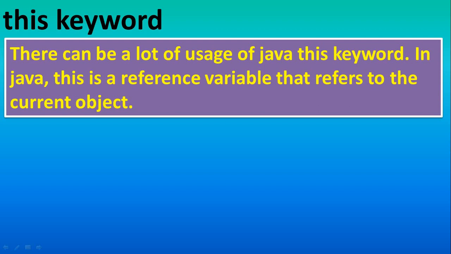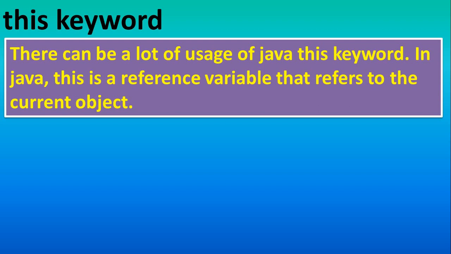Hello guys, in this tutorial we discuss the this keyword. There can be a lot of uses of the Java this keyword. In Java, this is a reference variable that refers to the current object.